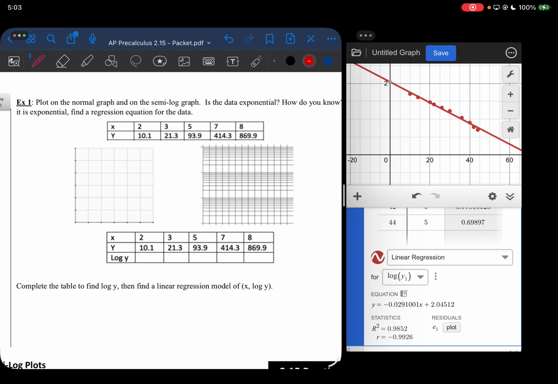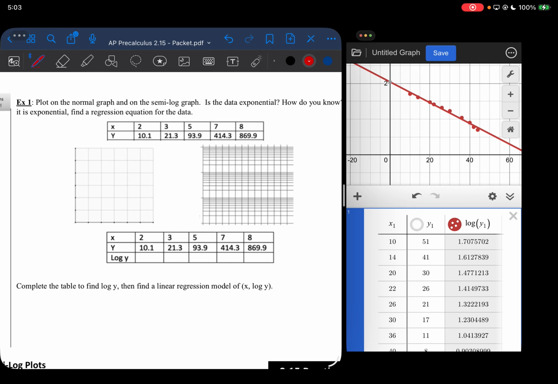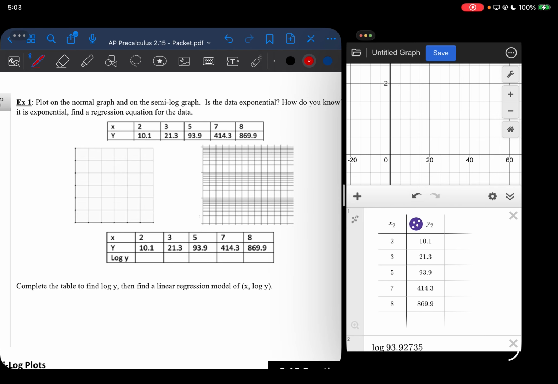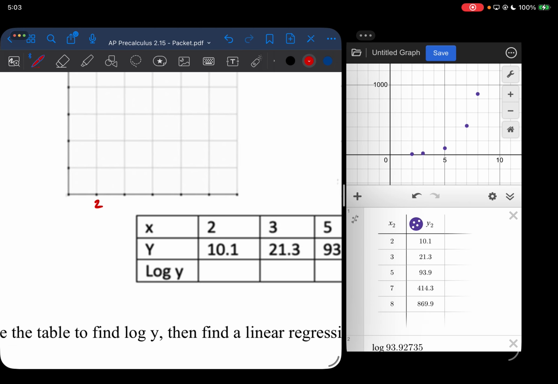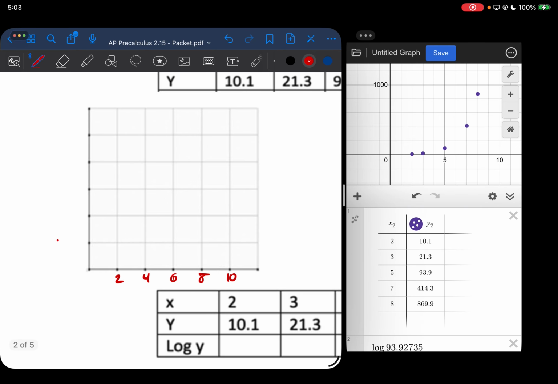So with this example, we'll do the same thing. So I'm going to cross this out. So here's my data. So let's take a look. So here's how our data looks. So if I want to scale this, for x, I'm going to go by 2s. 2, 4, 6, 8, 10. For the y's, I'm going to go by 200s. 200, 400, 600, 800, 1,000.